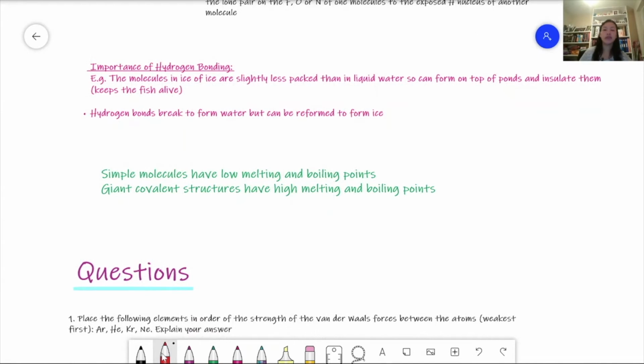This is just a general rule, but simple molecules have low melting and boiling points, and giant covalent structures have high melting and boiling points. This is because with simple molecules, we're trying to break the weaker van der Waals forces, or whatever intermolecular forces there are between the molecules, compared to a giant covalent structure, where we're trying to break the strong covalent bonds between the atoms, and that takes a lot more energy to overcome, hence the higher melting and boiling point.